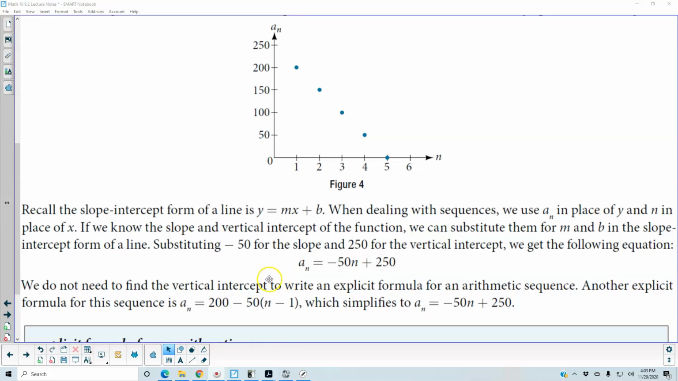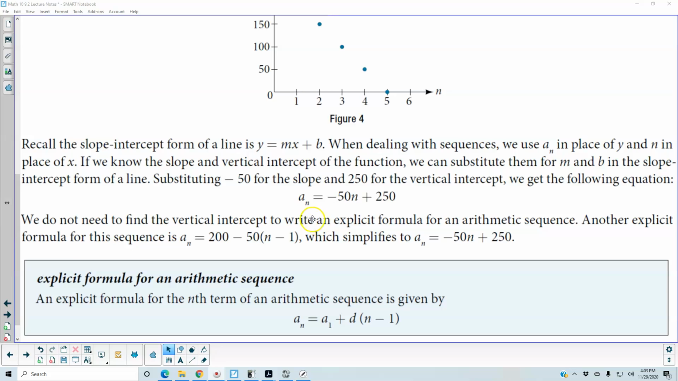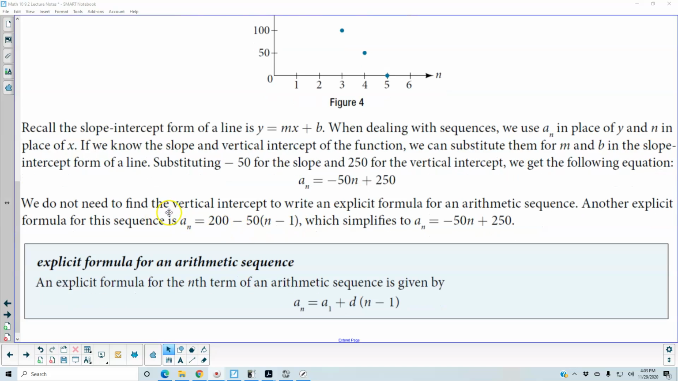We know the slope and vertical intercept of the function. We can substitute them for m and b in the slope-intercept form of a line. Substituting negative 50 for the slope and 250 for the vertical intercept, we would get the following equation: a subscript n is equal to negative 50n plus 250. We do not need to find the vertical intercept to write an explicit formula for an arithmetic sequence.